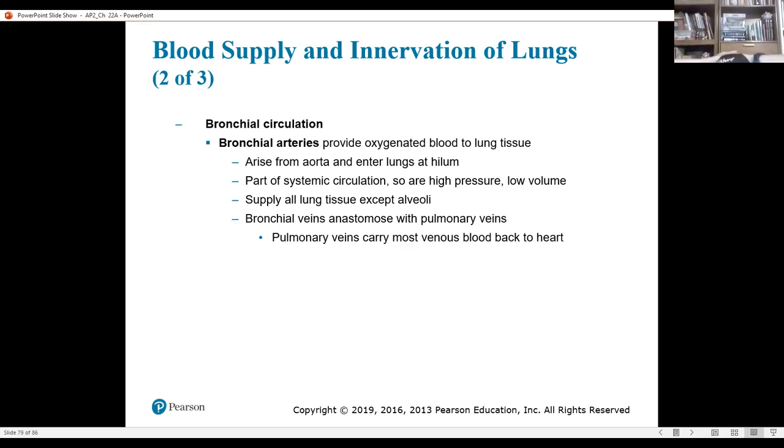These bronchial arteries come from the aorta. They enter the lungs at the hilum. They're part of systemic circulation, so they're high pressure, low volume, and they supply all the lung tissue with blood except the alveoli. Remember, the alveoli are busy turning low oxygen into higher oxygen.